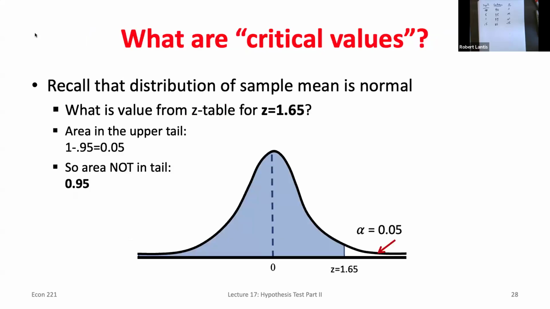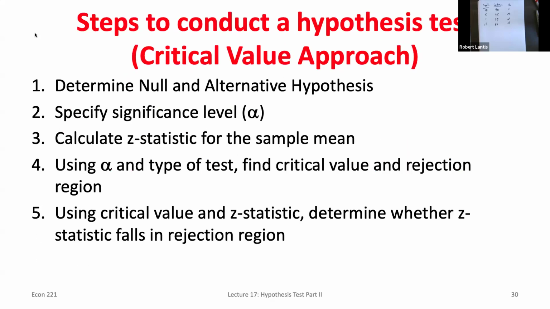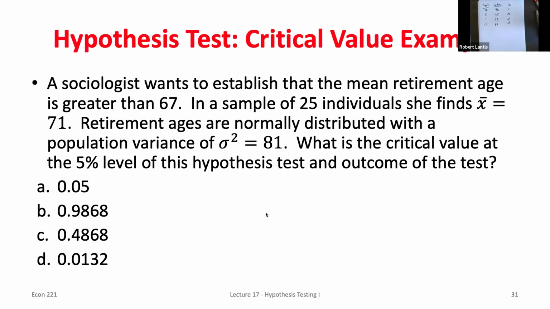We kind of already went through how do I find these critical values. Here outlines the critical value approach. So determine the null and alternative, figure out what level I want to do this hypothesis test at, my alpha, calculate my test statistic, use the type of test and whatever alpha is to find my critical value and my rejection region. If my test statistic is in that rejection region, then I can reject. Right? All right. So I think working through more of these is just going to help make a little bit more sense.